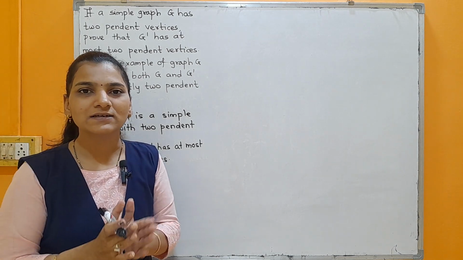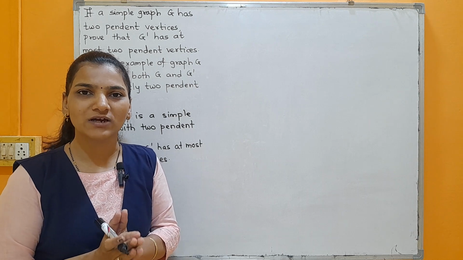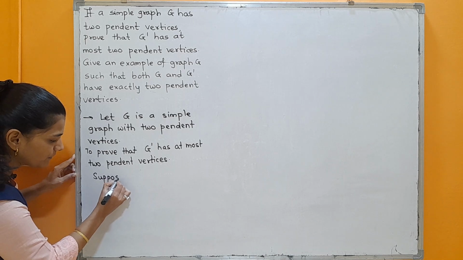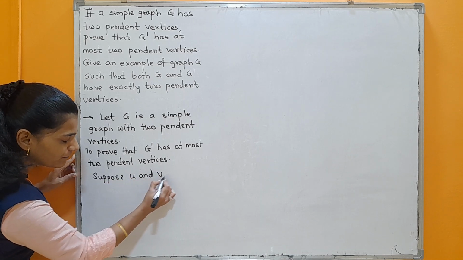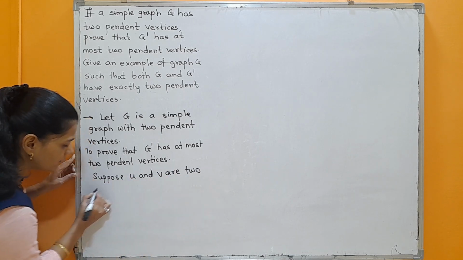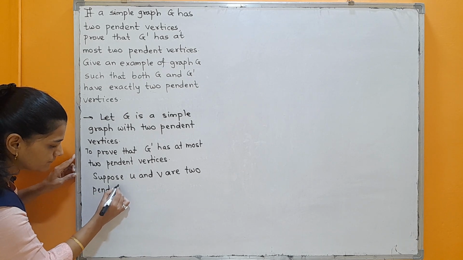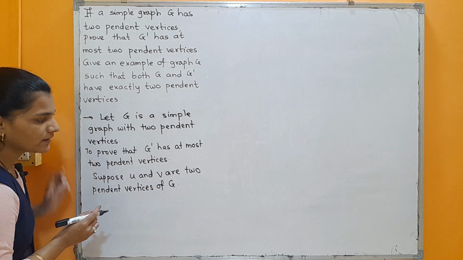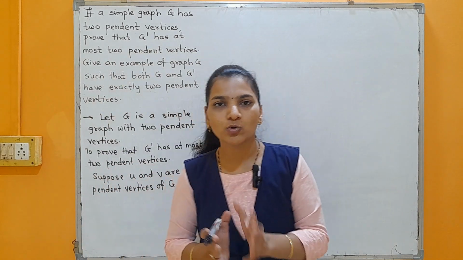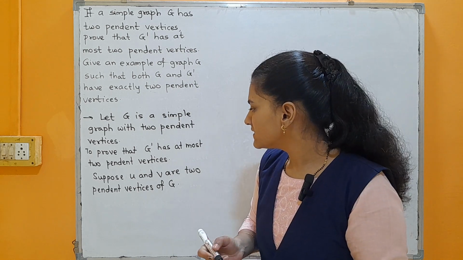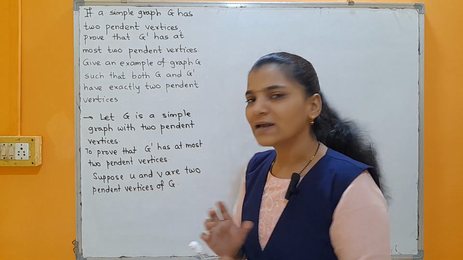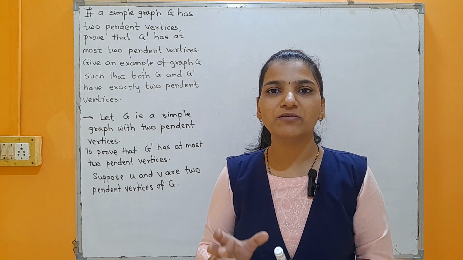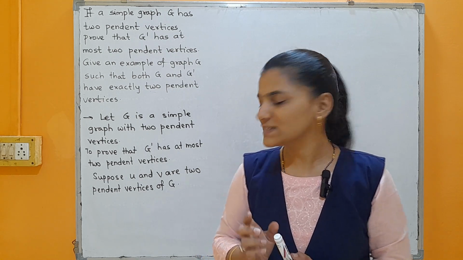So for that, let us consider two pendant vertices from graph G. Suppose U and V are two pendant vertices of G. Now we are going to consider two cases. First case is these two vertices U and V are adjacent to a single vertex in graph G, and another case is U and V are adjacent to different vertices in graph G.